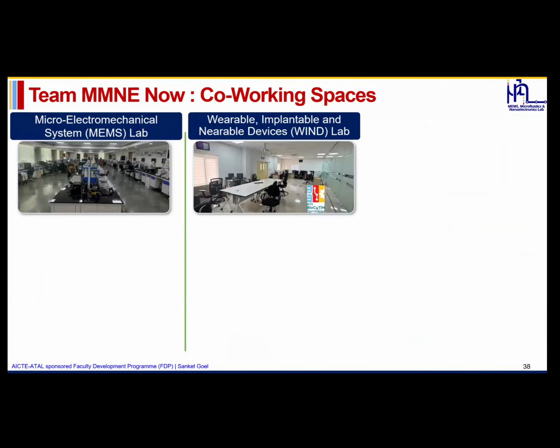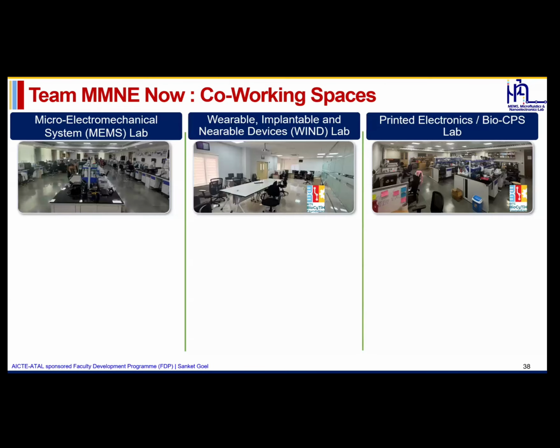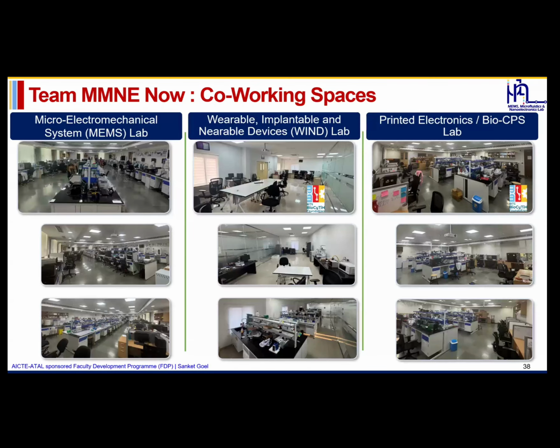So we have three major labs. One is the MEMS lab, and the picture was there in the watermark in one of the slides. The other one is the wearable, implantable, and nearable devices lab. We call it Wind Lab. And the third lab is the printed electronics lab. Some pictures are there. You can appreciate what kind of work we do and what kind of equipment, resources, and devices are available in the lab.